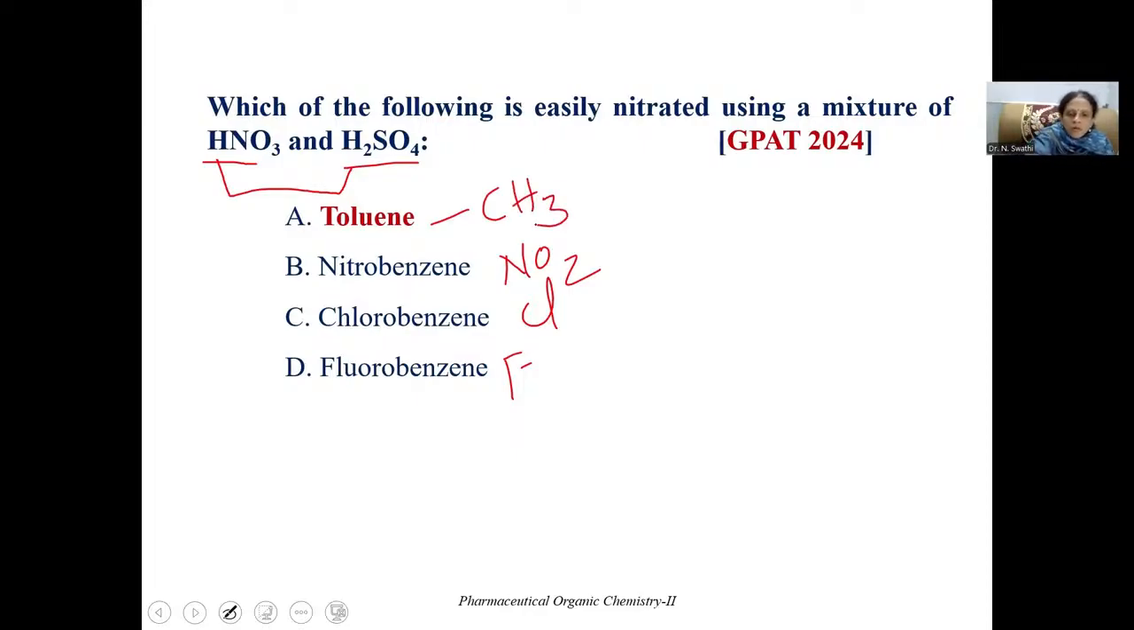Okay, so now you have to look at the group effect. Out of these groups, which group is an activating group? Just now in that particular table I have shown, the methyl group is an activating group. When an activating group is present, that compound easily undergoes electrophilic substitution reaction. So here the correct option is toluene. Toluene can easily undergo electrophilic substitution reactions rather than nitrobenzene, chlorobenzene or fluorobenzene.